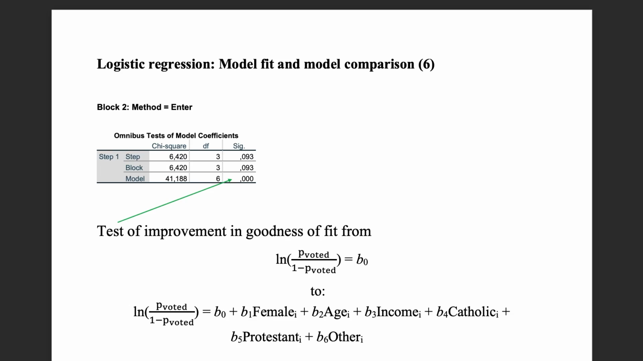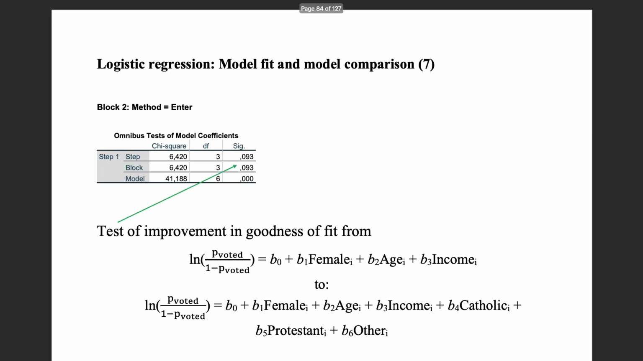In other words, we would be quite willing to reject the null hypothesis that taking into account differences in gender, age, income, and religious denomination adds no additional information on differences in voting in the population. So we have a significant improvement in the goodness of fit, going from the most complicated model that we're estimating relative to the most simple model that we can even think about.